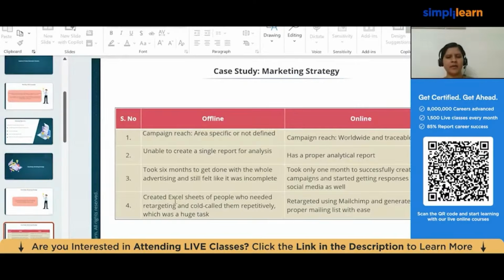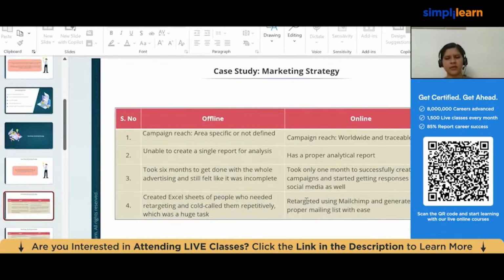They took 6 months to get all this done, but again they felt very incomplete with it. Whereas here, they took only 1 month to successfully create a paid campaign, and they started getting some responses on their social media channels. Lastly, they created some Excel sheet of people who needed retargeting, and then to do some cold calling, which was a big task. Whereas in paid marketing, they did this with the help of platforms like Mailchimp and all. I'll talk about Mailchimp, guys.